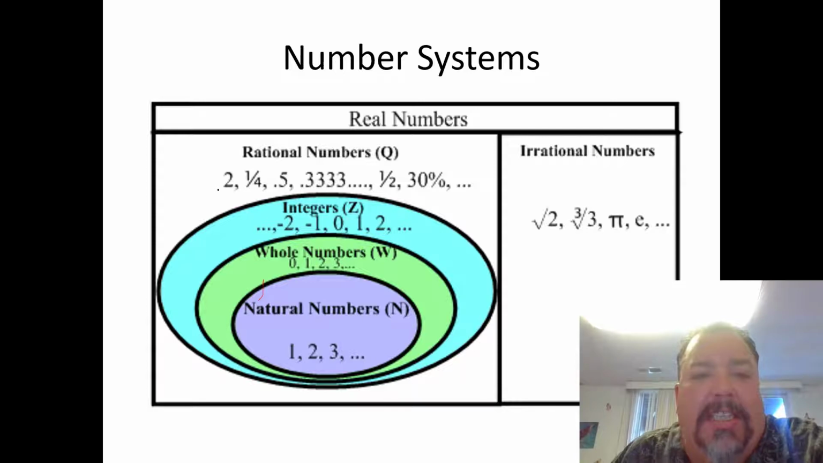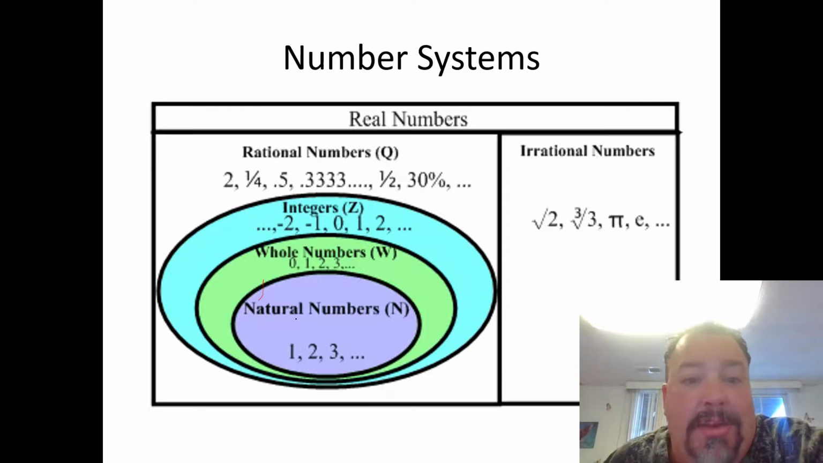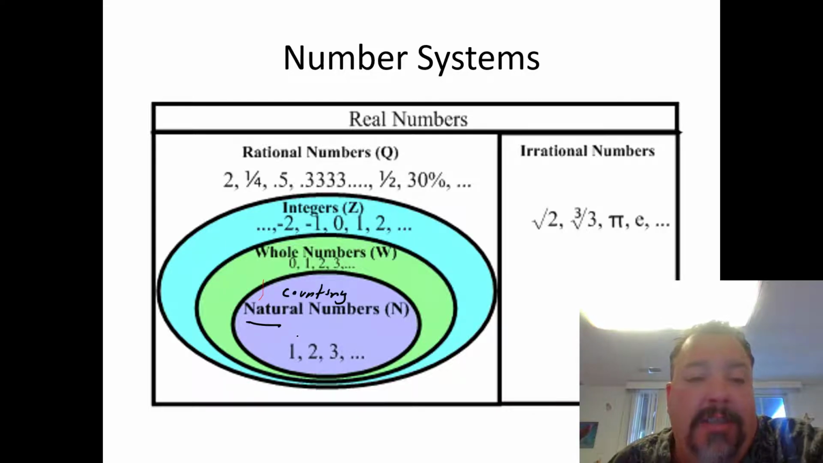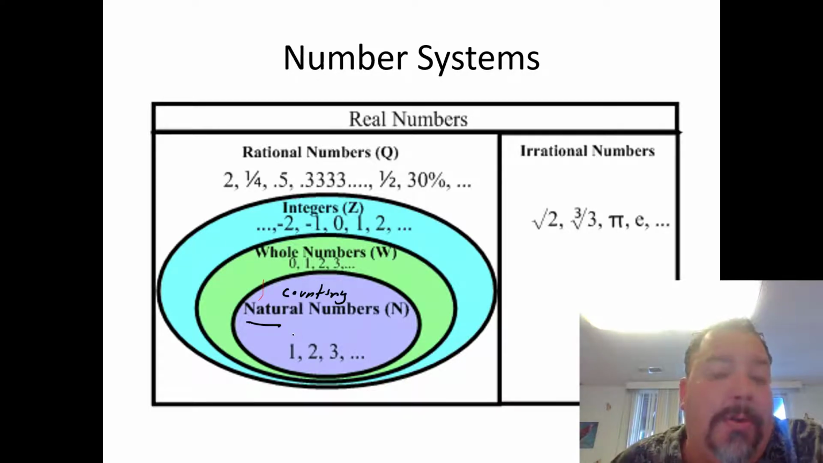So the smallest set, when we start talking about numbers, the most natural place to start is with the natural numbers, and these are also sometimes called counting numbers, but for this course we're going to call them natural numbers, and we can abbreviate those with the letter N. Natural numbers are the ones that we use for counting, like 1, 2, 3, 4, and so on. So any number that would appear in this list would be a natural number.